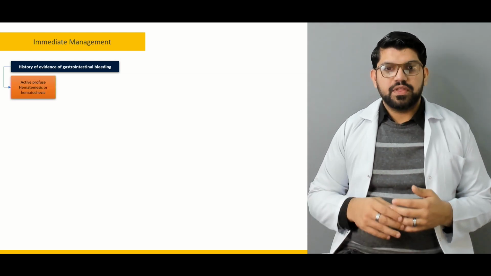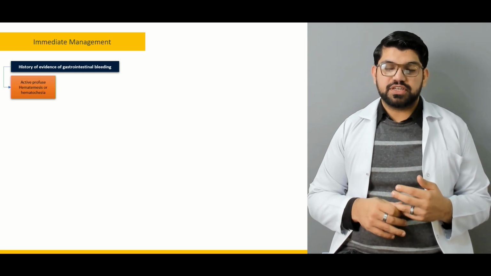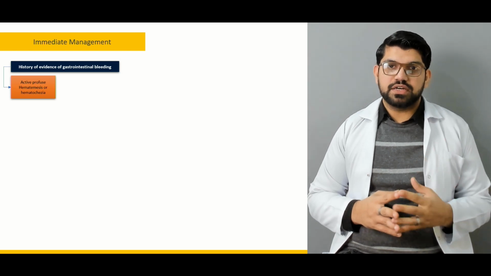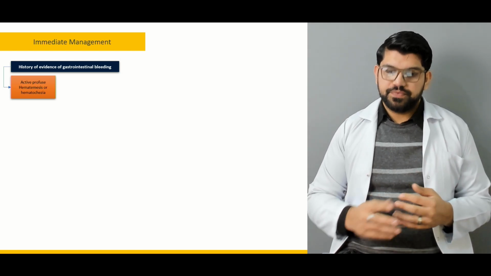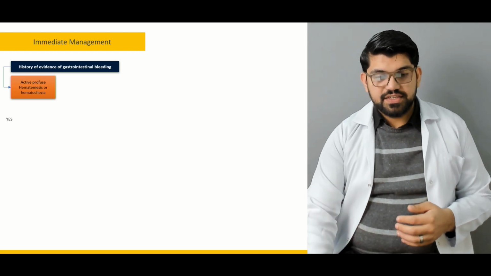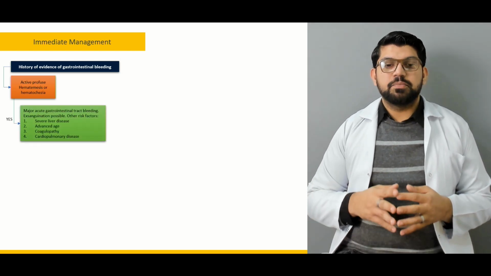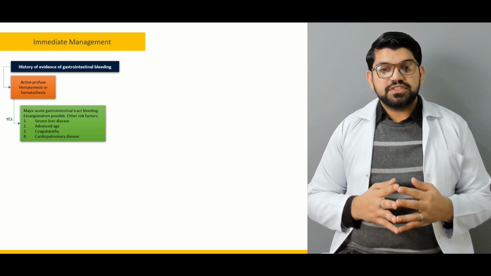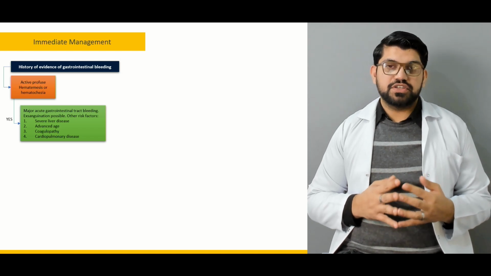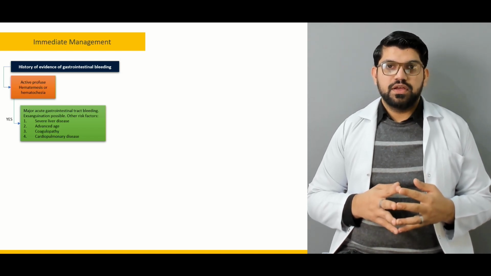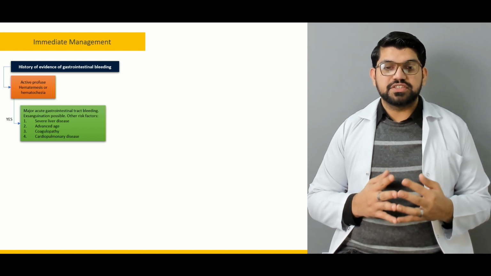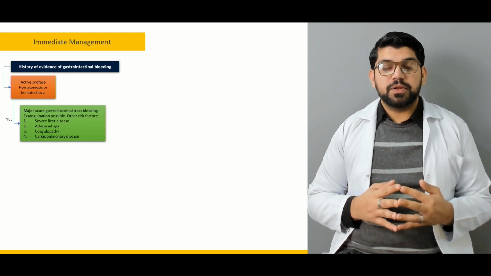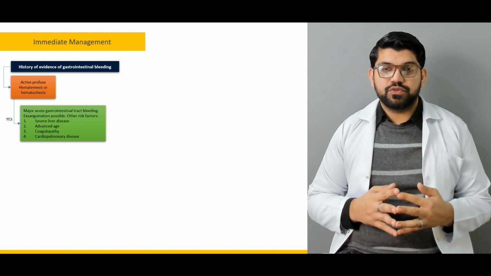How to do that? Let's move further. Active profuse hematemesis or hematochezia. Hematochezia is fresh per rectal bleed or dark colored per rectal bleed. That's major acute gastrointestinal tract bleeding. What are the risk factors? Severe liver disease, for example a patient with a history of hepatitis C, or decompensated chronic liver disease. Advanced age. Coagulopathy, where the patient is using blood thinners. Cardiopulmonary diseases can also be a risk factor for GI bleed.